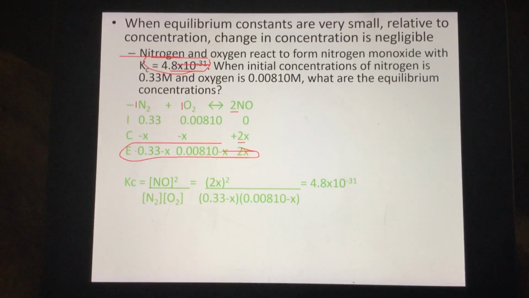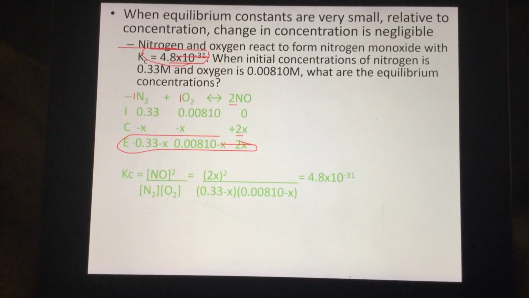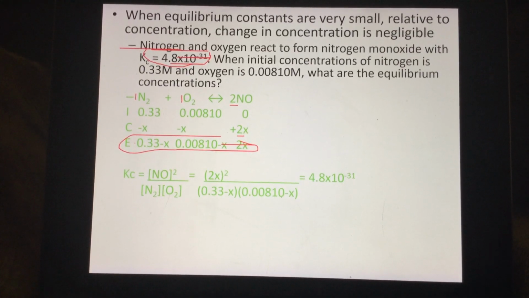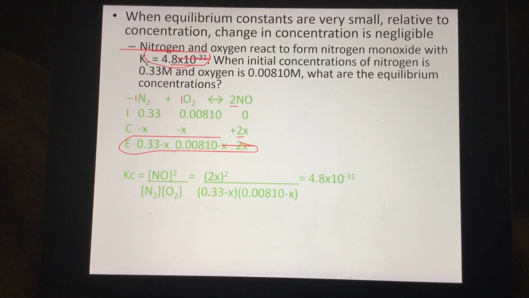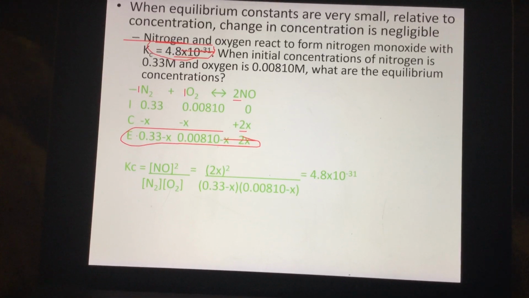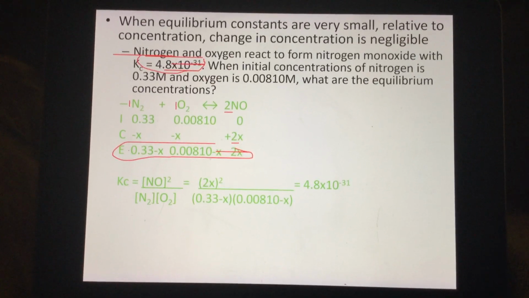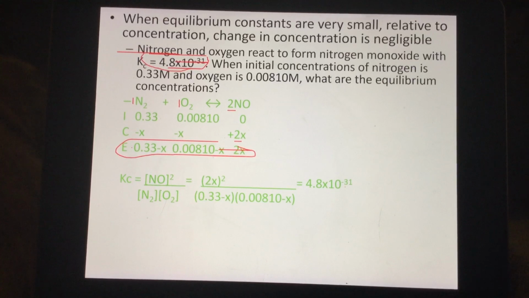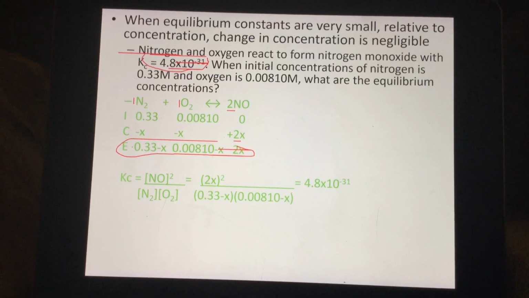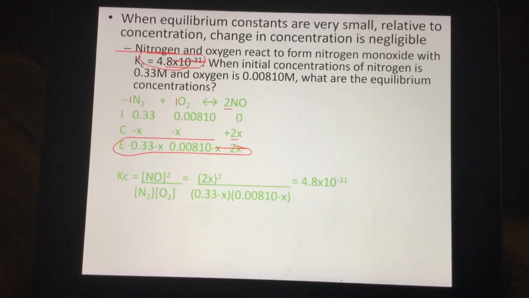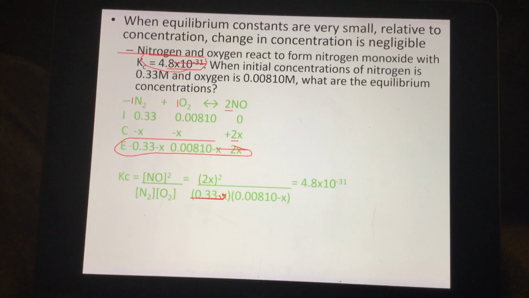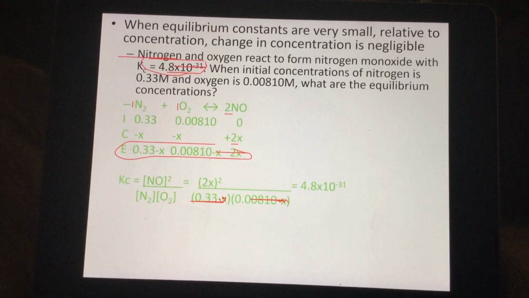Now, unlike the last problem, if you notice, these two values, the 0.33 in our denominator and the 0.00810, they're not the same. So we can't say that they're squared, and we can't just take the square root like we did in the previous problem. Now, if this equilibrium constant was not so small, we would have to deal with the quadratic equation and set this equal to 0 and solve for x that way. But because this is so small, we can say that this change in concentration is negligible. So we can just get rid of that.